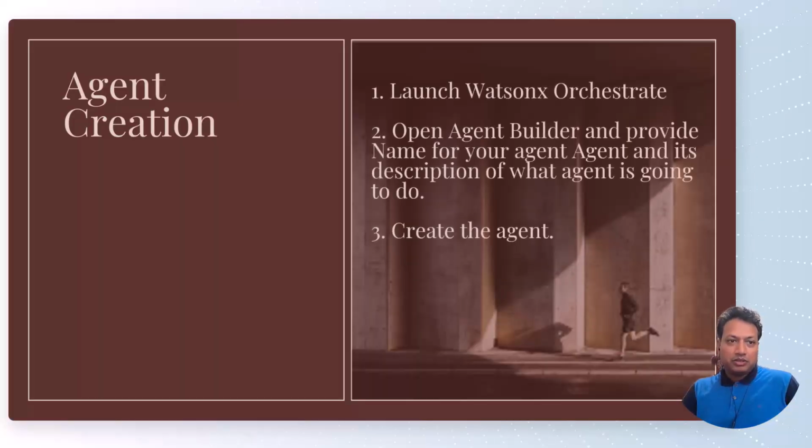Now let's get into the details of agent creation. This is very simple in watsonx Orchestrate. You just have to open watsonx Orchestrate from the IBM Cloud where this service is available. Once you open Orchestrate, you just click to open Agent Builder, provide the name of your agent and a description of what the agent is going to do, and then simply create the agent.